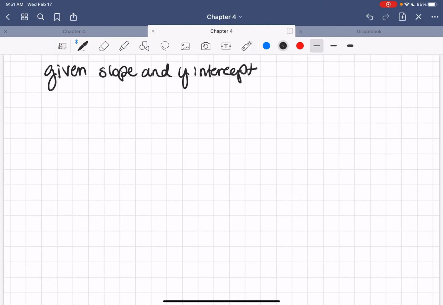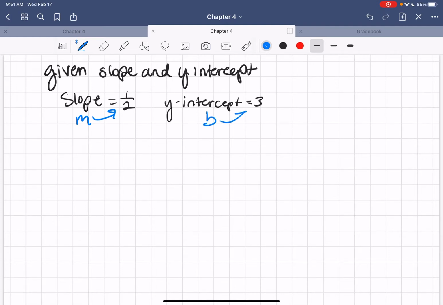So an example of this would be something like slope equals 1/2 and the y-intercept is 3. Okay, well, we know that slope is m, so your m is going to be 1/2, and your y-intercept is your b, so that's going to be 3. So your answer would just be y equals mx plus b.